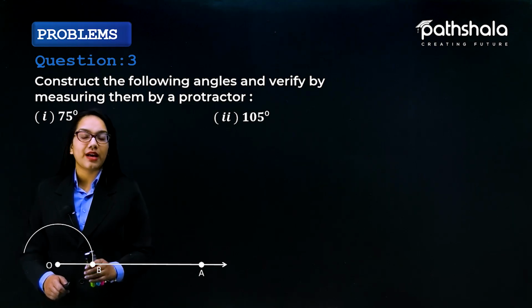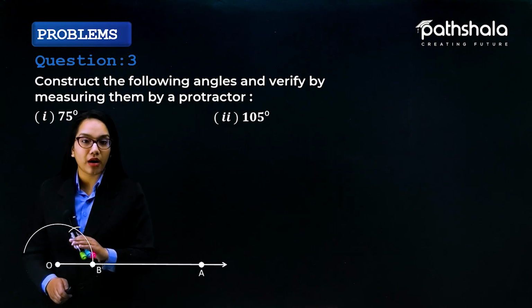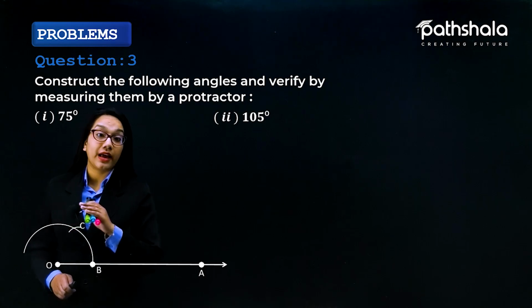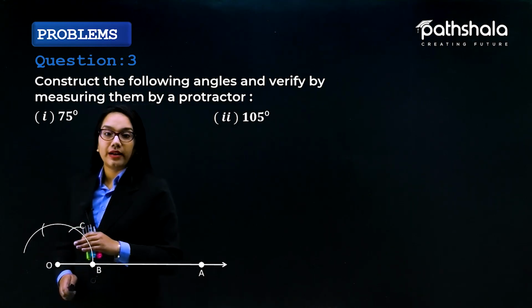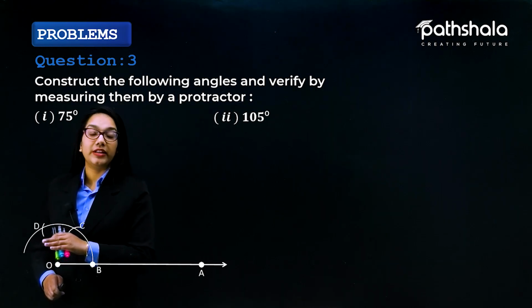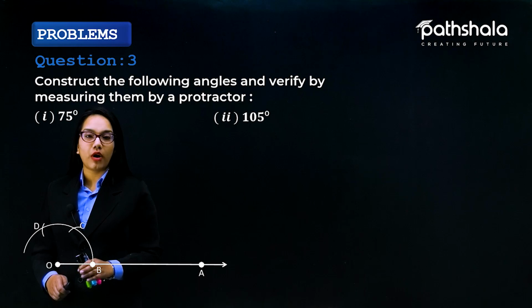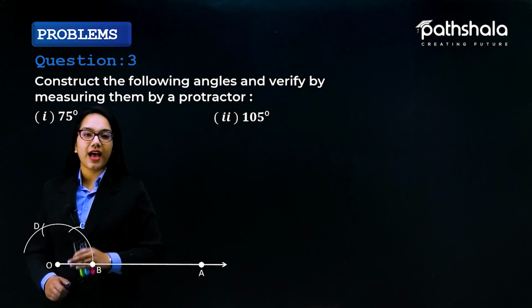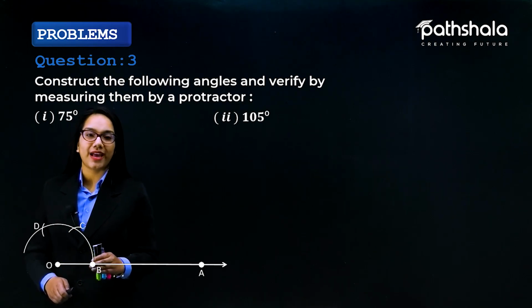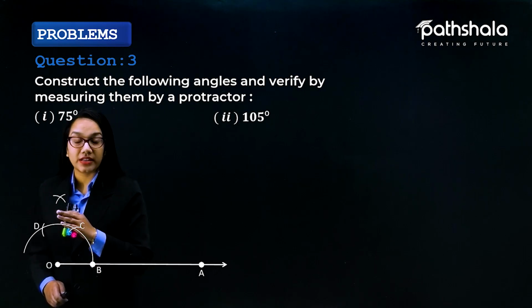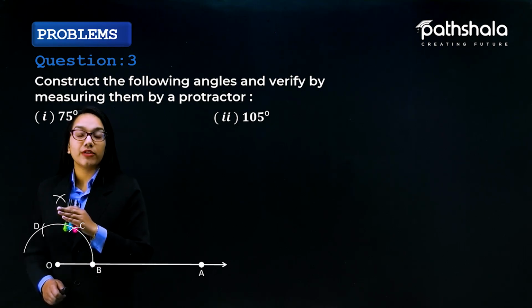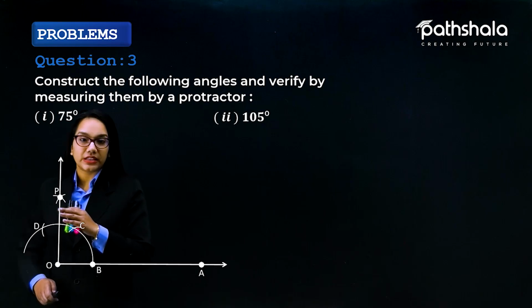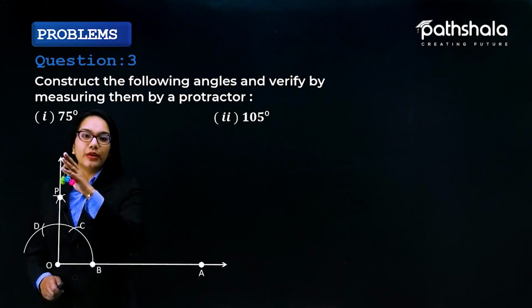Again, using the same radius, I take B as the center and mark an arc on this arc, which I call C. Then taking C as the center, I draw an arc again, which I call D. So on this arc we have two further points, C and D. Again using C and D as centers, with the help of the compass, I mark arcs such that wherever the two arcs intersect each other, I call that point P, and I draw the ray OP.